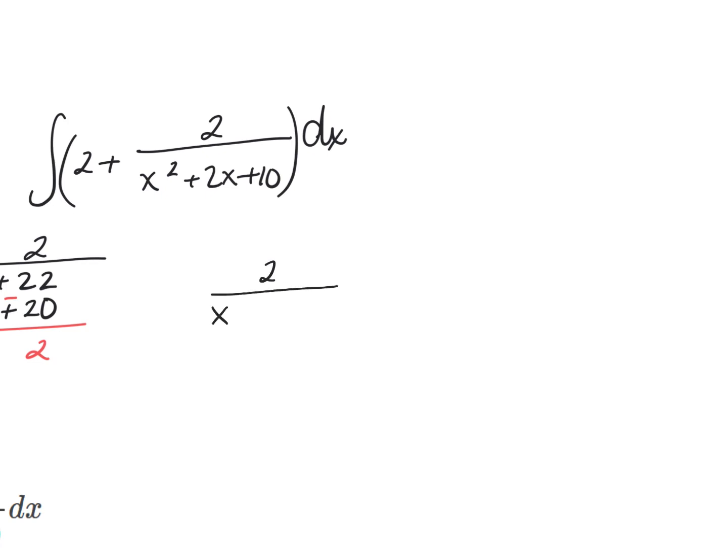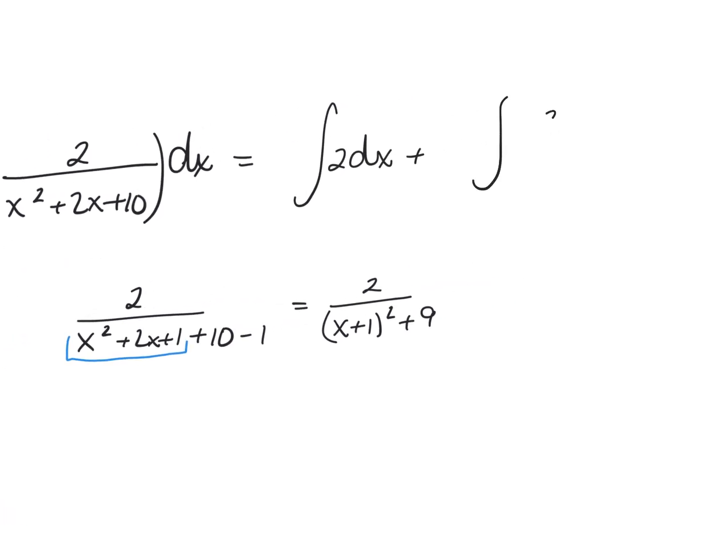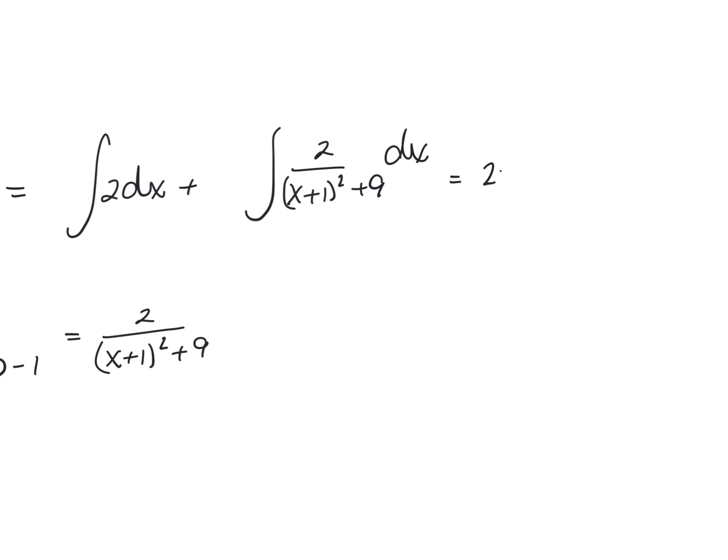So we have 2 over x squared plus 2x plus 1 plus 10 minus 1. And that minus 1 comes from the fact I'm going to take the x squared plus 2x, and I need to complete the square, so that means to add 1, but then I have to subtract 1. So then this becomes 2 over x plus 1, the quantity squared, plus 9. So this is the integration of 2 dx plus the integration of 2 over x plus 1, the quantity squared plus 9 dx. Now the first integration is straightforward, it's just going to be 2x.